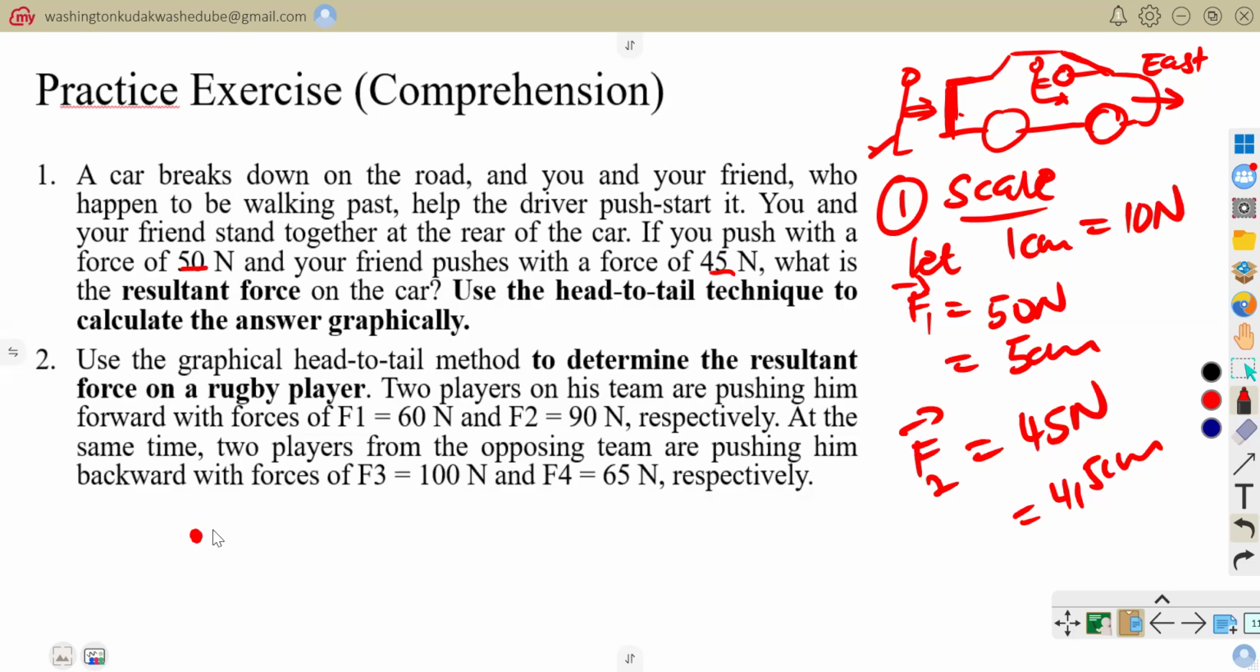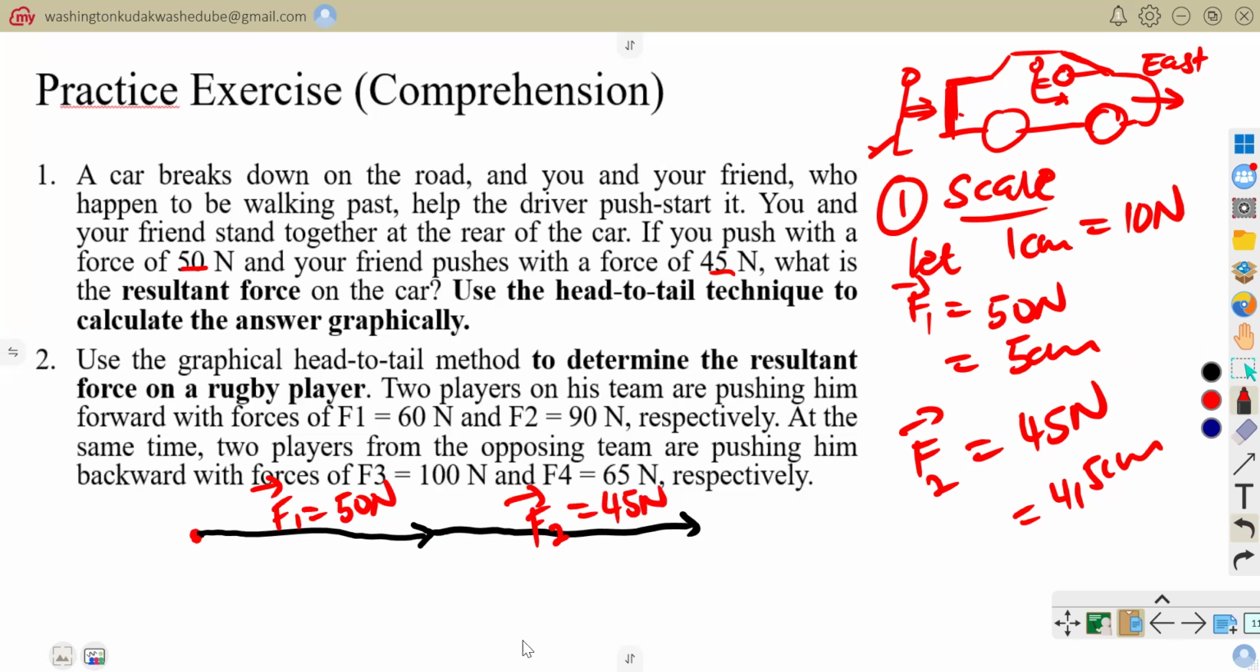So the first vector has to be what? I will draw a sketch to represent it. I will represent my first vector towards the east, and my second vector. My first vector, F1, towards the east, is equal to 50 newtons. Then the second vector, which will start from the head of my first vector, also towards the east, is F2, equal to 45 newtons.